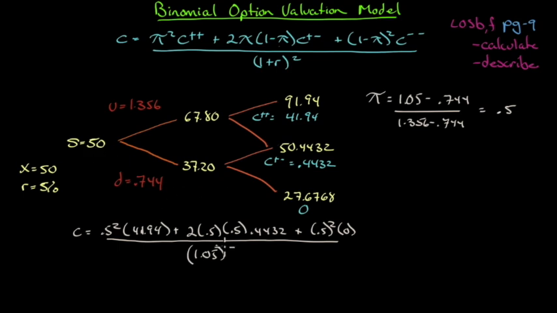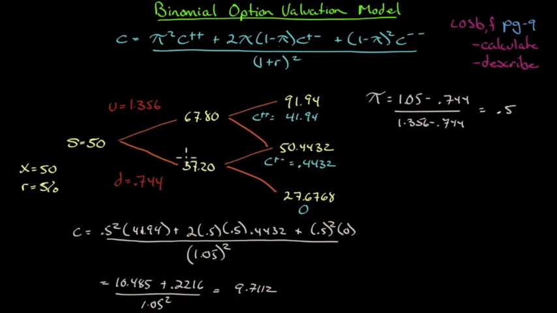discounting it 2 periods. You have to square it, right? Watch your discount on that. We're coming back 2 periods. That'll give us 10.485 plus 0.2216 over 1.05 squared, or 9.7112. That's the value of the call.